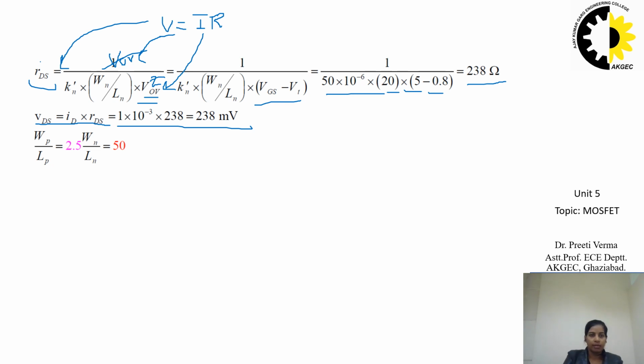So the ratio we can write as Wp upon Lp as 2.5 times Wn upon Ln, that is 50. So this was all about the MOS transistor. We have seen the working of the n-channel enhancement type MOSFET and its characteristics. Then we have seen the symbolic representations of the depletion type MOSFET and some numerical problems.